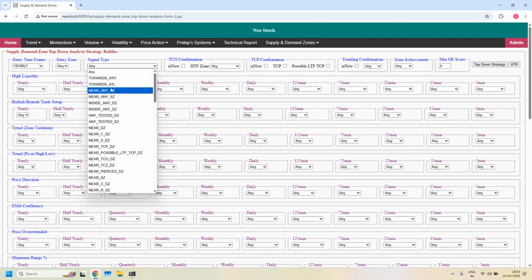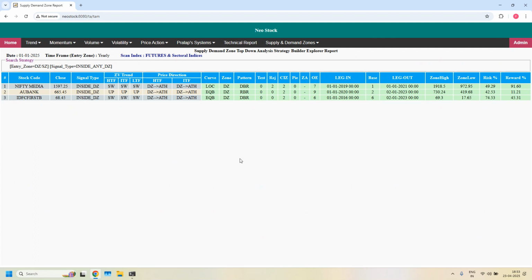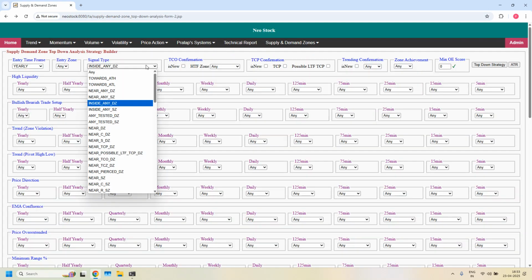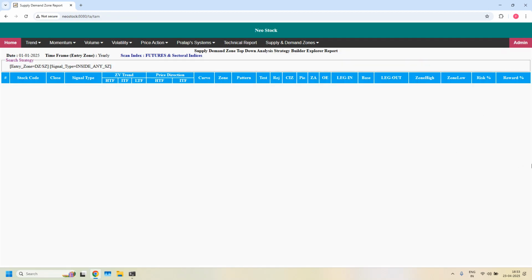Price closed inside the yearly demand zone. 3 stocks are filtered. Those who don't understand the structure of this report, I request you complete the training lesson 21.5. In that video, I have explained each and every column, their values, abbreviations in detail. Okay, next. Price closed inside the yearly supply zone. No stocks are filtered.